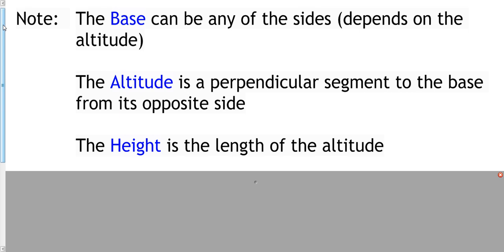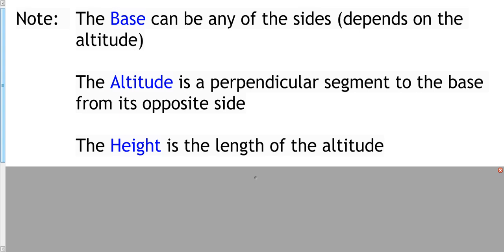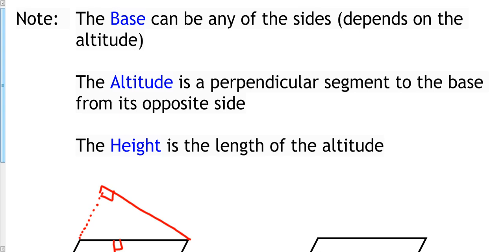But you can also just draw a perpendicular to make the base. So that hopefully is helpful. I didn't give you a lot of writing because I'm trying to do these notes quicker. So the base can be any of the sides, depends on the altitude. The altitude's got to be perpendicular to the base, so just like we were talking about, so I won't recap that. And then the height is just the length of the altitude, or the length of that section that goes perpendicular to the base. So you might see this little drawing down here.